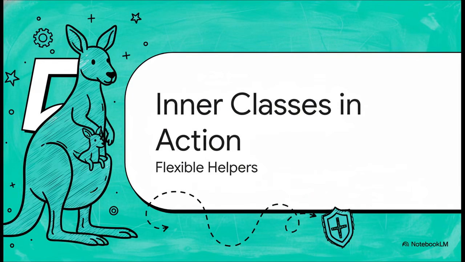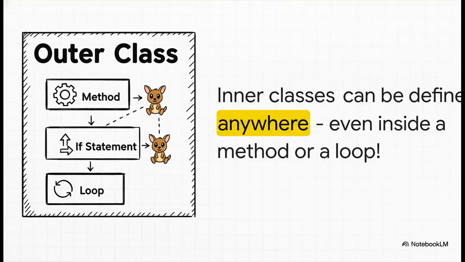Okay, so now that we know the rules, where do we actually use these things? Well, their flexibility is where they really become a game changer. Now check this out, because this is wild. You don't have to define your inner class at the top level of the outer class. You can actually define one inside a specific method, or an if statement, or even inside a loop.